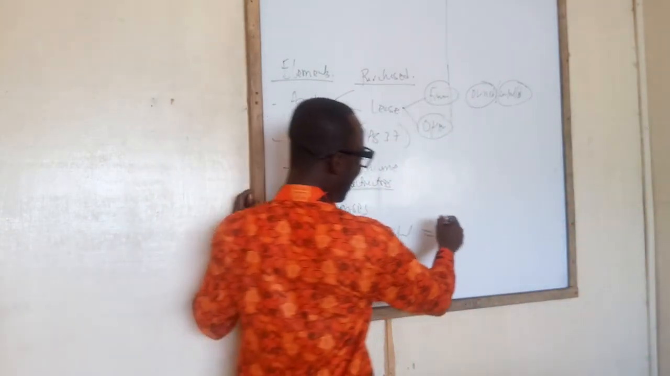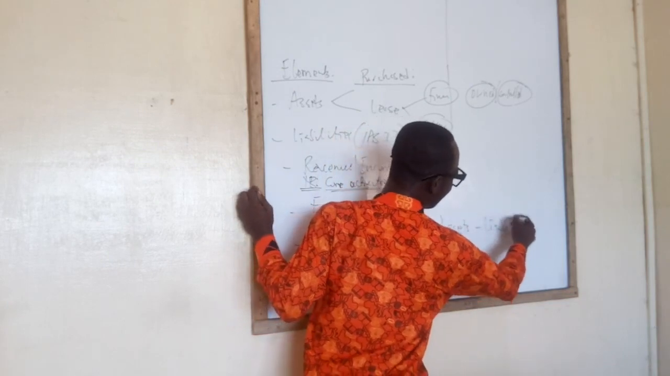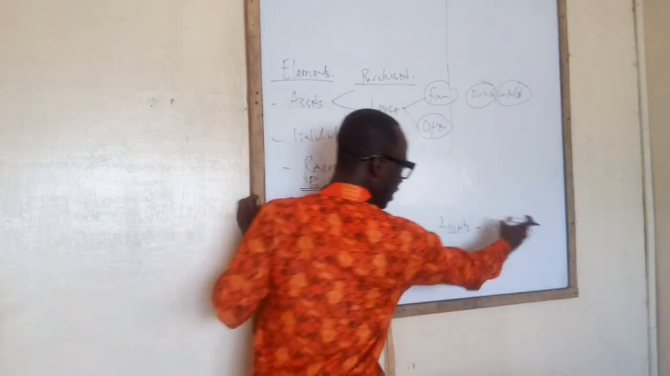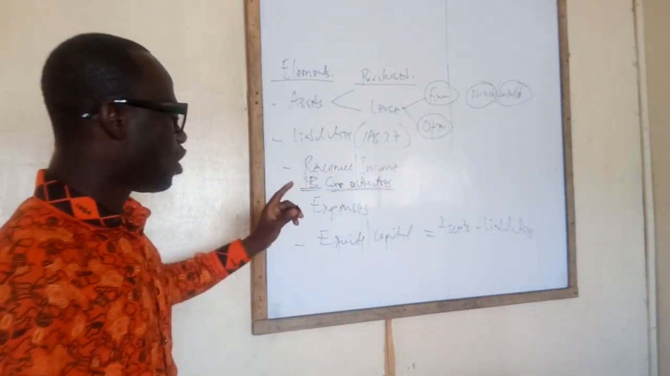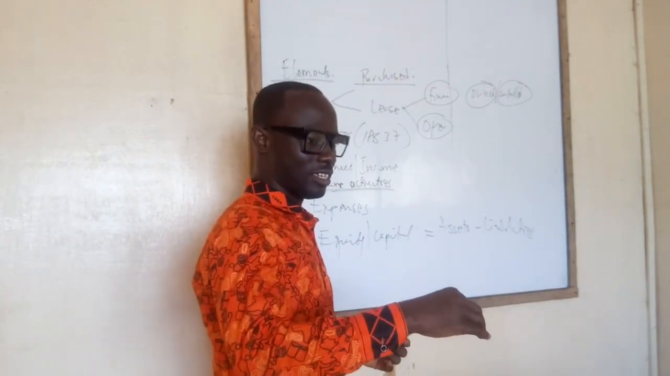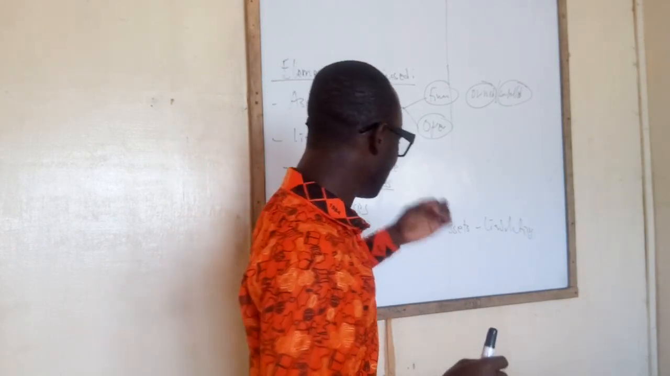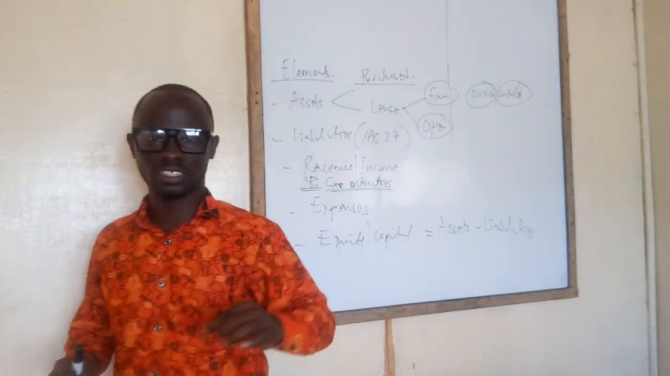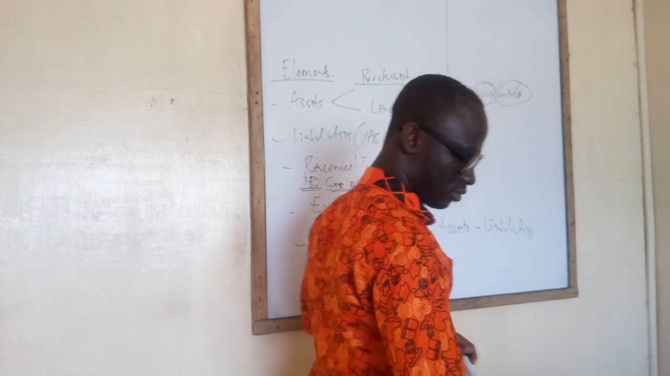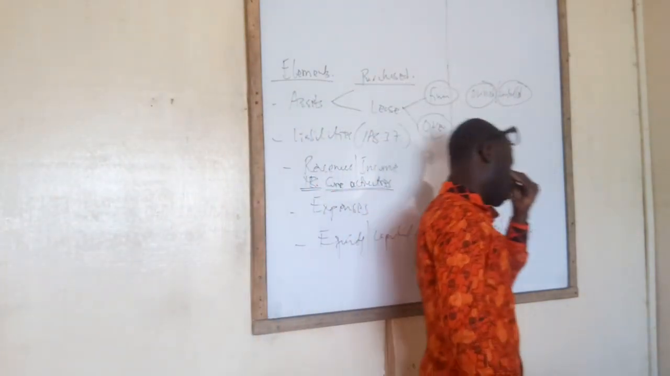Equity is equal to assets minus liabilities, because your assets equal the equity plus liabilities. So equity or capital is the residual of assets after liabilities. That's the definition. It is the residual of assets after liabilities.